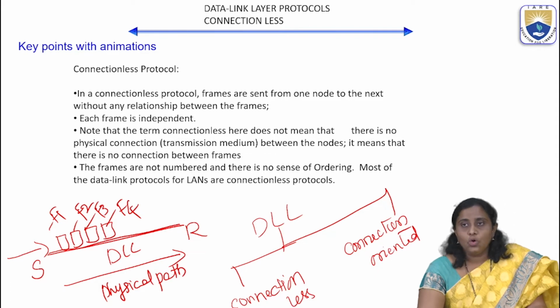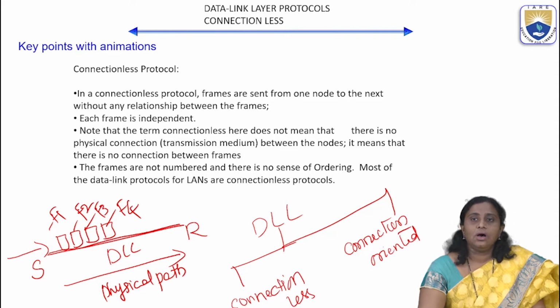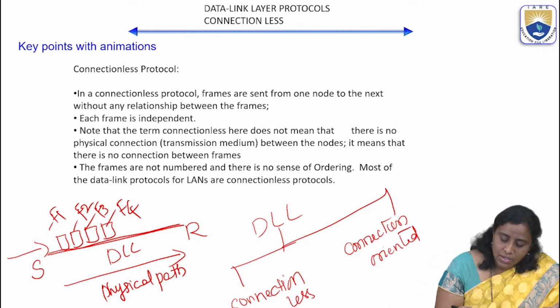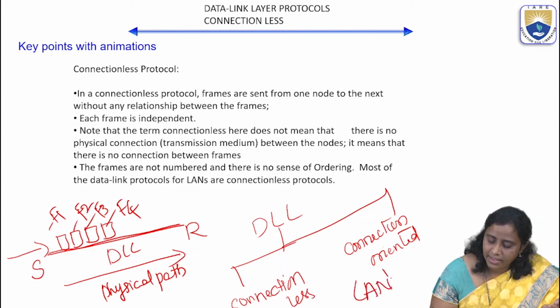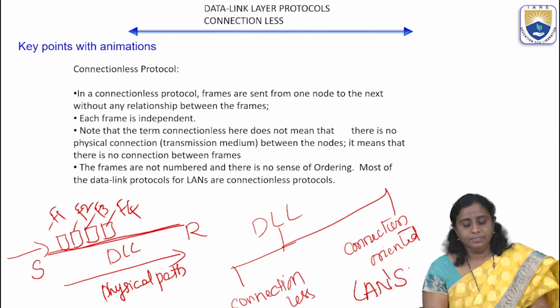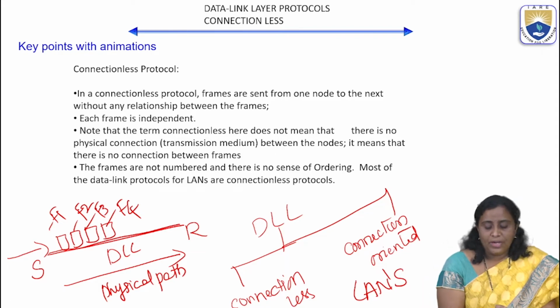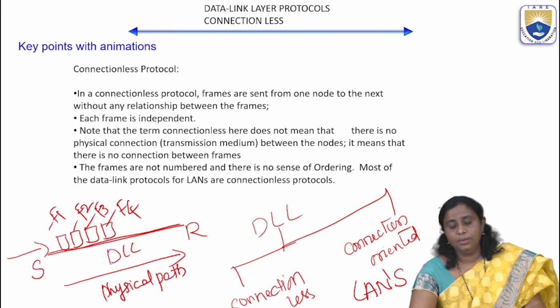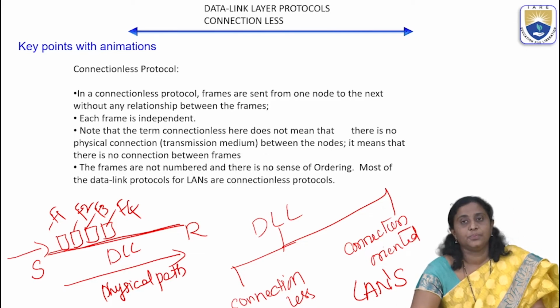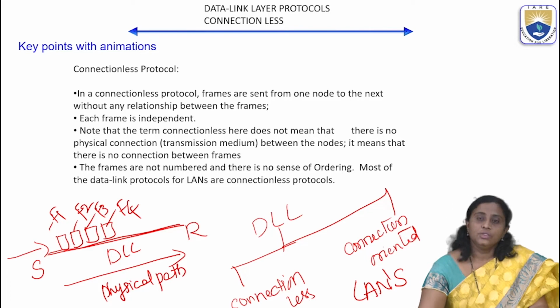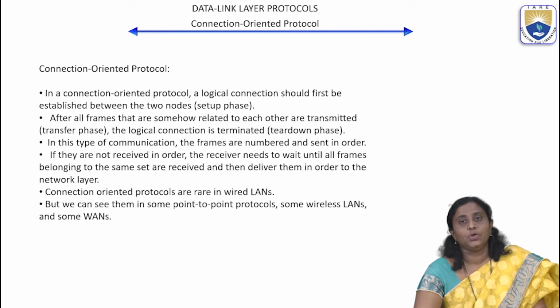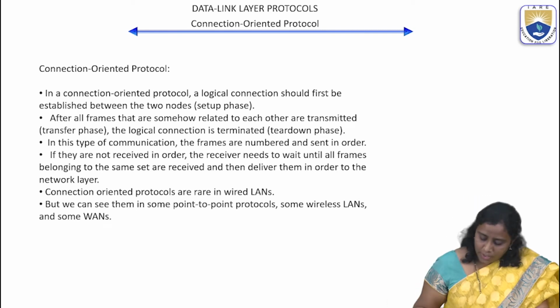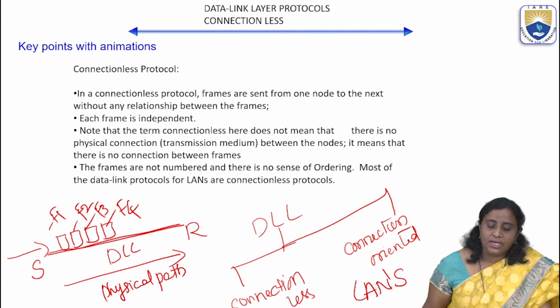Mostly, the data link layer protocols meant for LANs are connectionless protocols. The example for these data link layers is the LAN, local area network. We see the transmission of frames from one source to the receiver by means of a LAN connection under the connectionless protocol of the data link layer. After this, we need to discuss the connection-oriented protocol. A connection-oriented protocol is the opposite of a connectionless protocol.